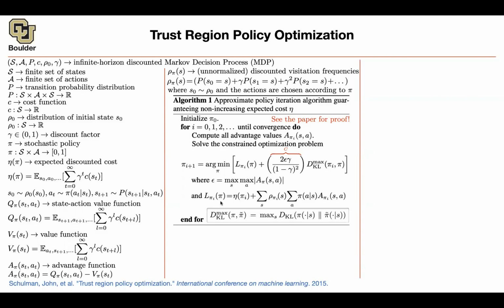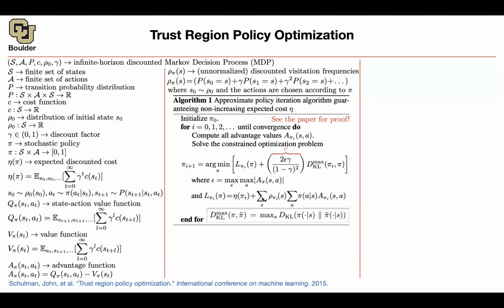But what you're doing is rewriting it. You're rewriting your expected cost in terms of its advantage over a policy that you already know. So you know pi_i, and you're optimizing over pi. And then that's going to give you the next pi_i+1. But that formula is going to be exact.